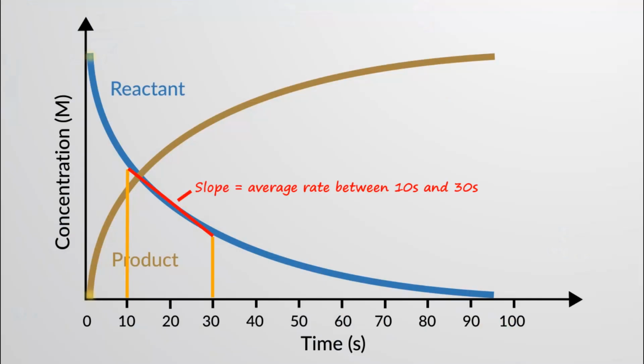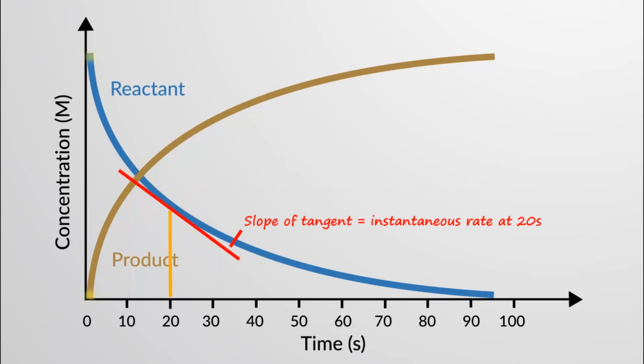If you picked 2 points on the graph, you could calculate the slope between those 2 points, and that would give you the average reaction rate between those 2 points. Or if you wanted instantaneous reaction rate, you would simply draw a line tangent to the curve, and the slope of that tangent line would be the instantaneous reaction rate at that time.